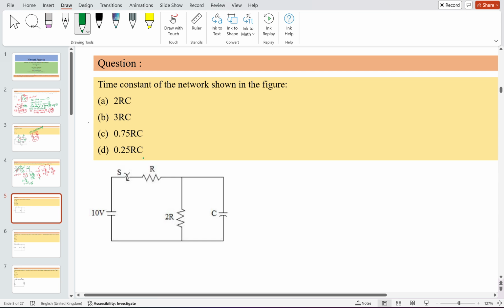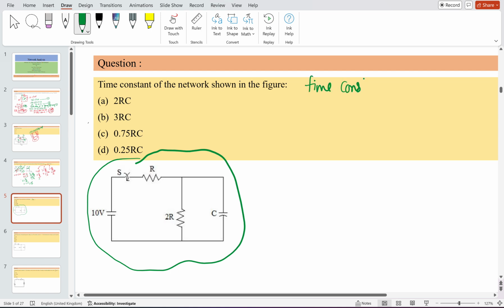When you see this kind of circuit and it is asked for the value of the time constant, always consider the circuit at t = 0+, when it is saying that the switch is being closed or opened. Here the switch is being closed after t = 0+, so I am considering the circuit like this. The circuit will look something like this: this will be R, this will be 2R, and this will be C.